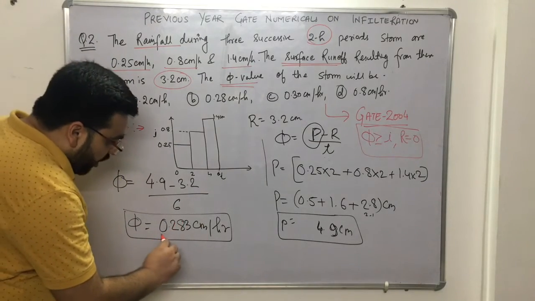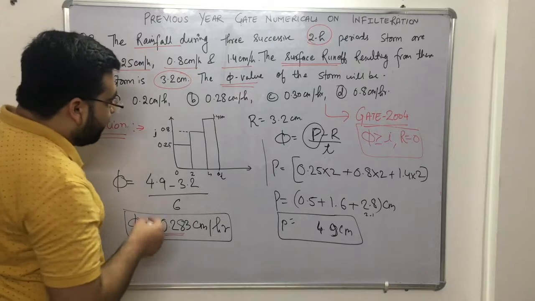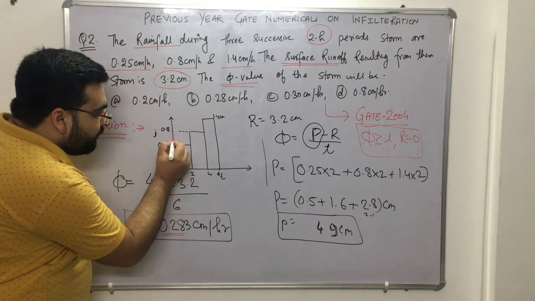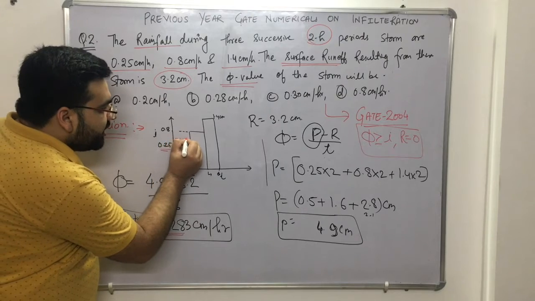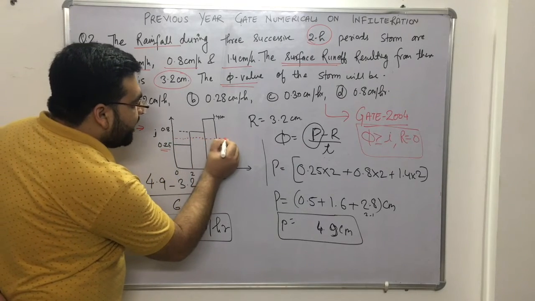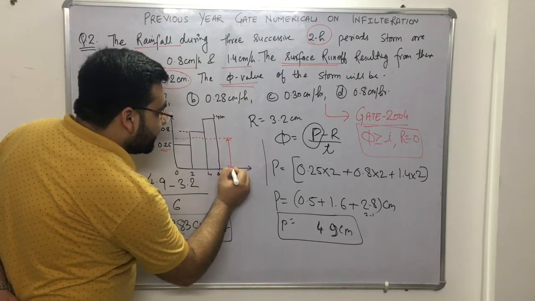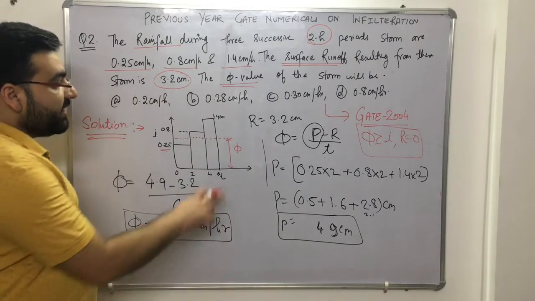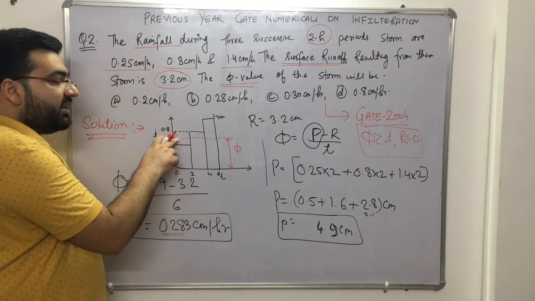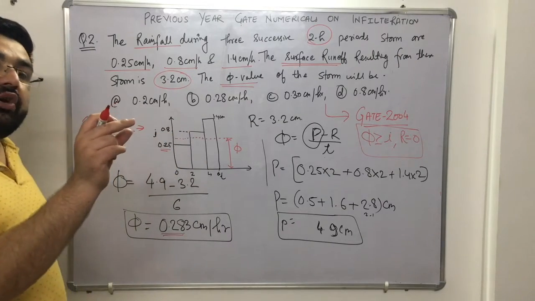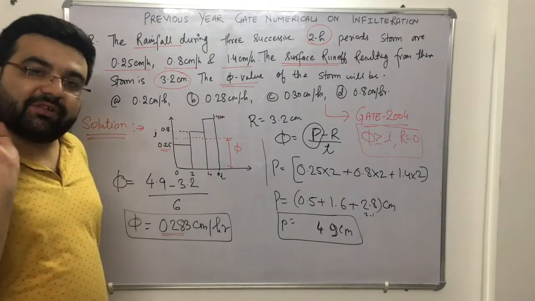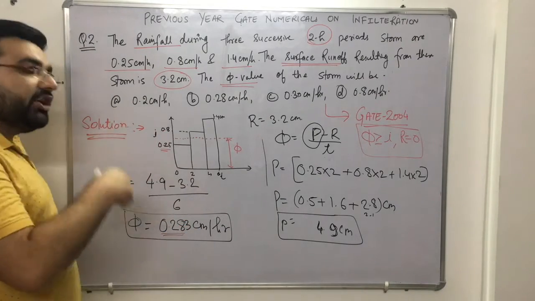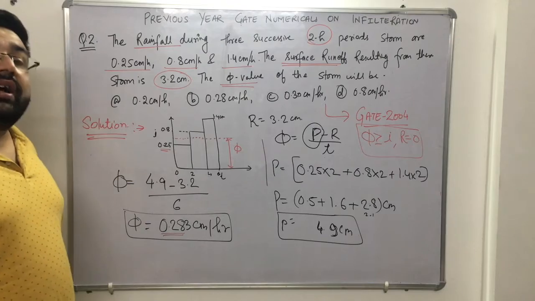So let me draw 0.283. Where will 0.283 be? This is 0.25, so 0.283 will be somewhere here. So this is the infiltration index, phi index. This is phi. Clear? I told you that when the infiltration index is greater than the rainfall intensity for that particular time period, there is no runoff. So this is not the exact value of phi, right? It is near to the exact value, but that is not the exact value.